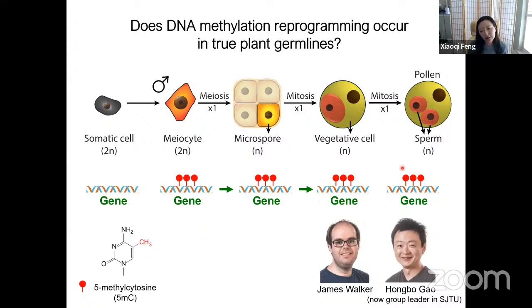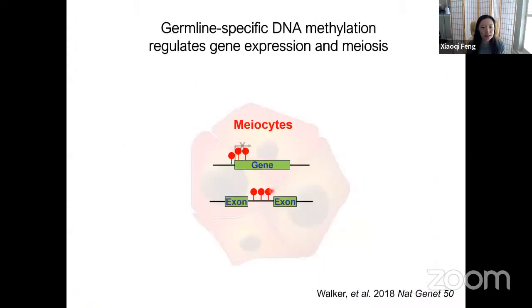And we further discovered that this germline-specific methylation at genes suppresses gene expression in the meiocytes and regulates the splicing of a gene essential for meiosis. So this work established a new paradigm in which a cell lineage-specific methylation signature controls gene expression and cellular function.